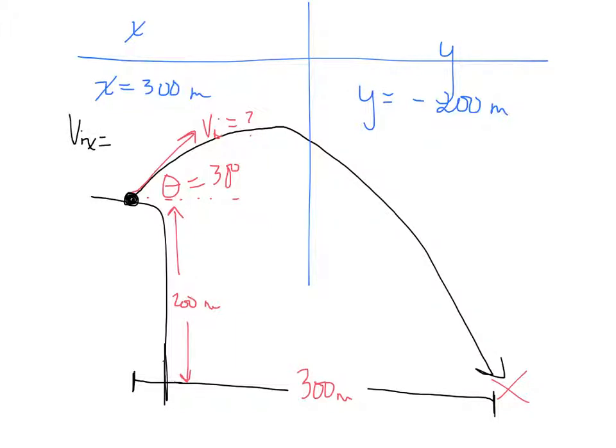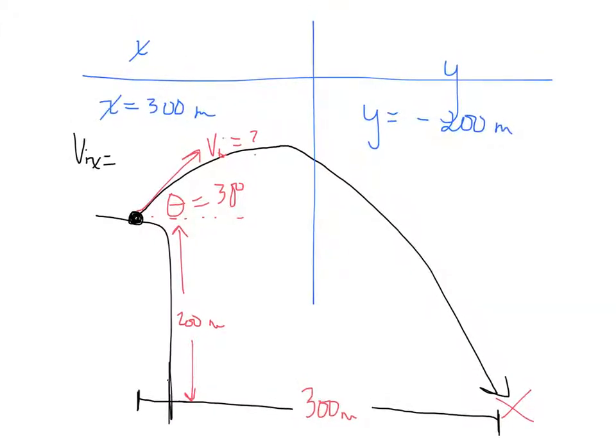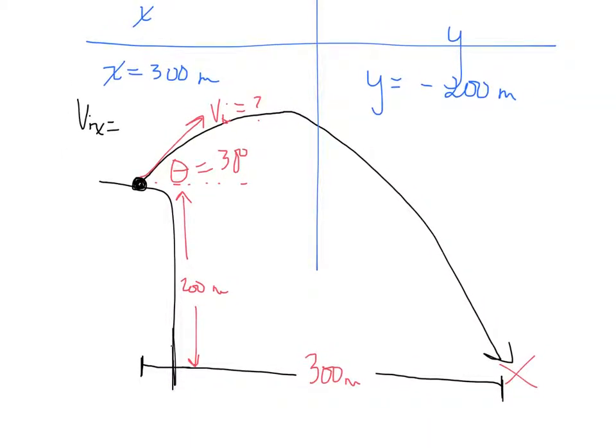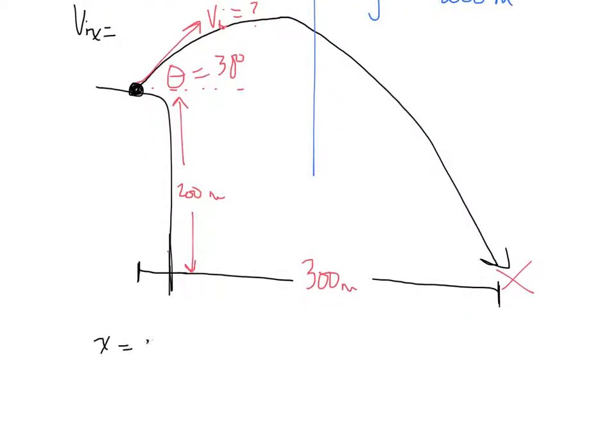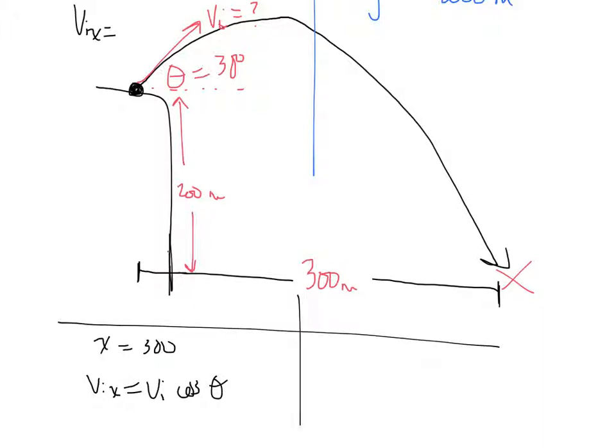Vix equals Vi cosine theta. This diagram kind of got in the way of the writing here. I'm going to scroll down and write the stuff at the bottom. Okay, Vix equals Vi cos theta. Viy equals Vi sine theta. This needs to be memorized for sure at this point. You need to know this. You need to know Vix and Viy are cosine and sine.